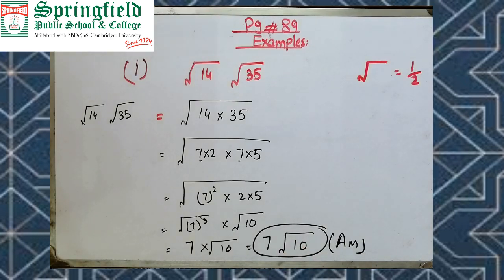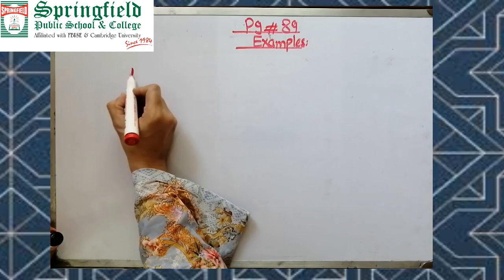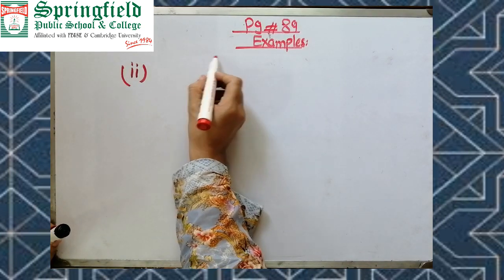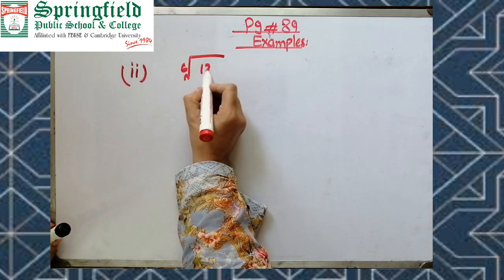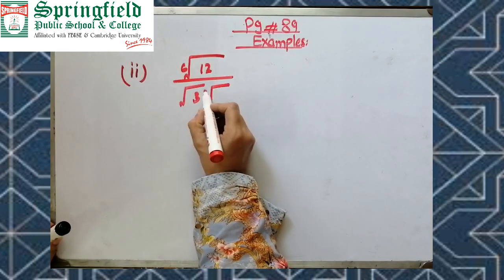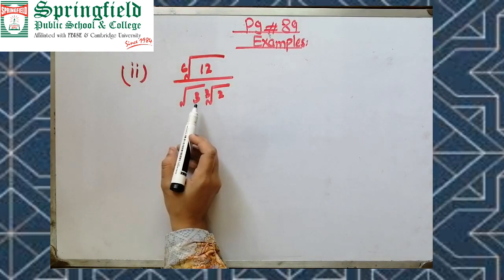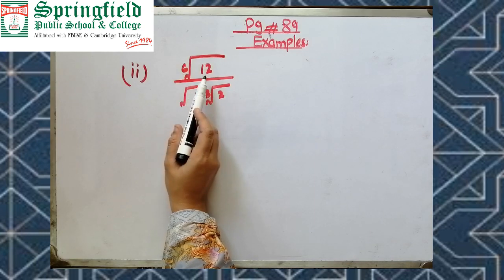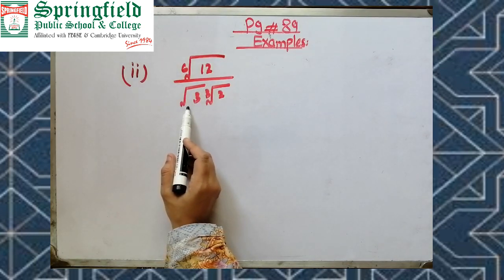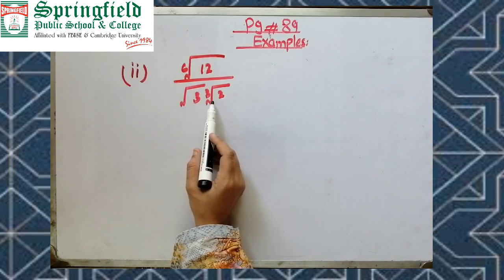Understood, beta? Okay, now come on the second part. The second part is the 6th root of 12 divided by the square root of 3 and the cube root of 2. How we can simplify this? Okay, beta, look here. The 6th root of 12, and here the square root of 3 and the cube root of 2. How we can simplify these types of questions?